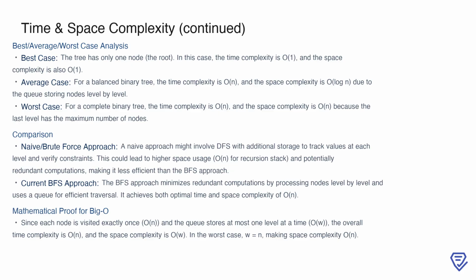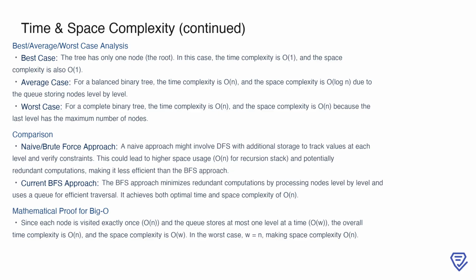the tree. Comparing this BFS approach to a naive depth-first search, the BFS approach avoids redundant computations and additional storage for recursion stacks. It efficiently processes nodes level by level and uses a queue to achieve optimal time and space complexity of O(n). Finally, from a big O perspective, each node is visited exactly once, contributing O(n), and the queue stores at most one level at a time, contributing O(w).